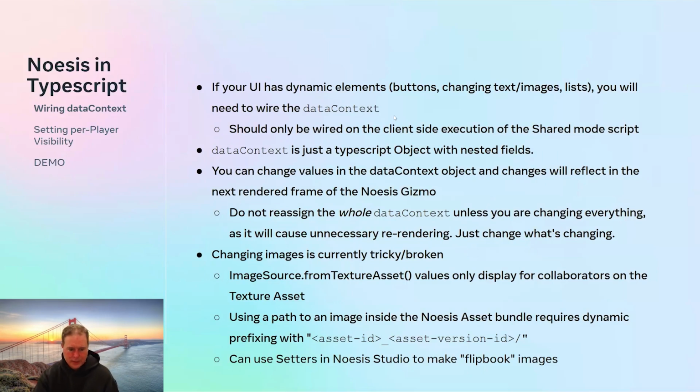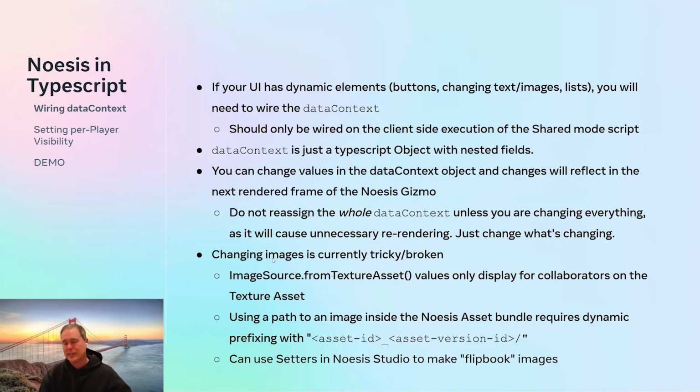So really quickly, with Noesis and TypeScript, there's a data context that you're going to use to wire the bindings in TypeScript to the bindings that you set up in Noesis Studio. And this data context is just a TypeScript object with a bunch of nested fields. And you can change the values in that data context object, and Noesis is watching it, and when something changes, the next frame, it's just going to render that changed value. You only want to change the parts in the Noesis context that are changing. You don't want to reassign the whole data context every frame, because I think that causes some unnecessary drawing.